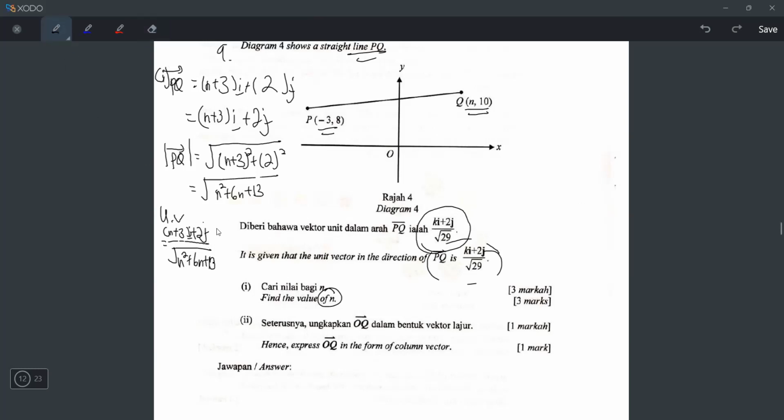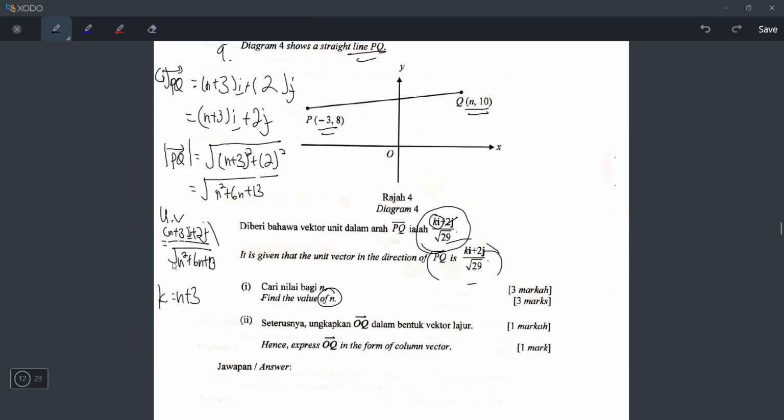So now I will take this one and then I'll compare with this. So we can clearly see 2j and the 2j, they are similar. So I can cut it, but don't cut it. Okay, so you can compare them. And then ki is equivalent to (n plus 3)i. It means k equals n plus 3. So we have my first equation already.